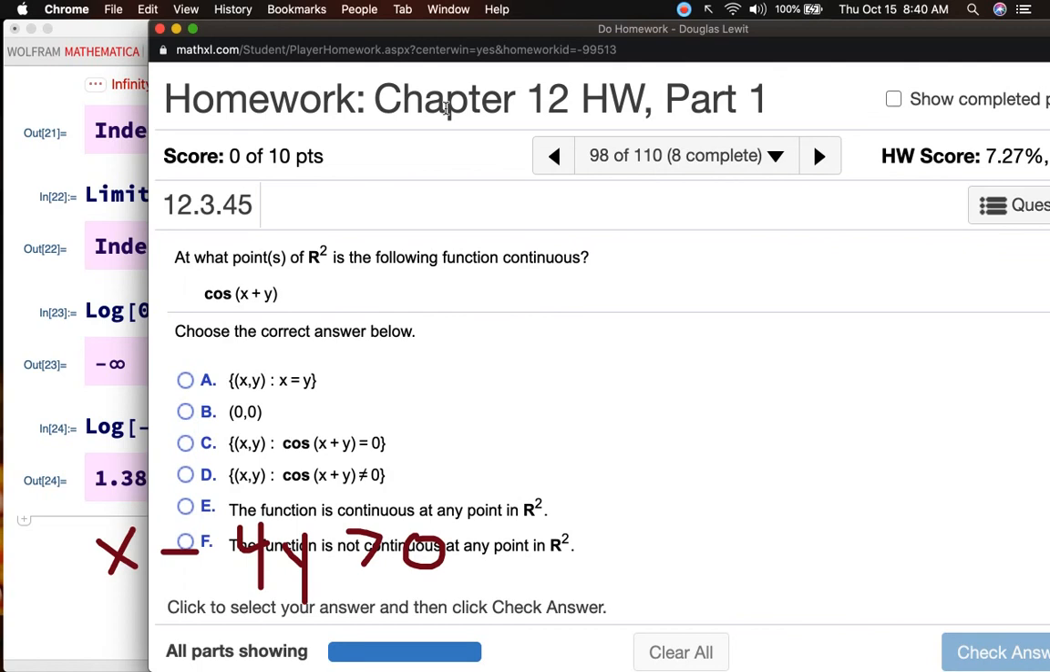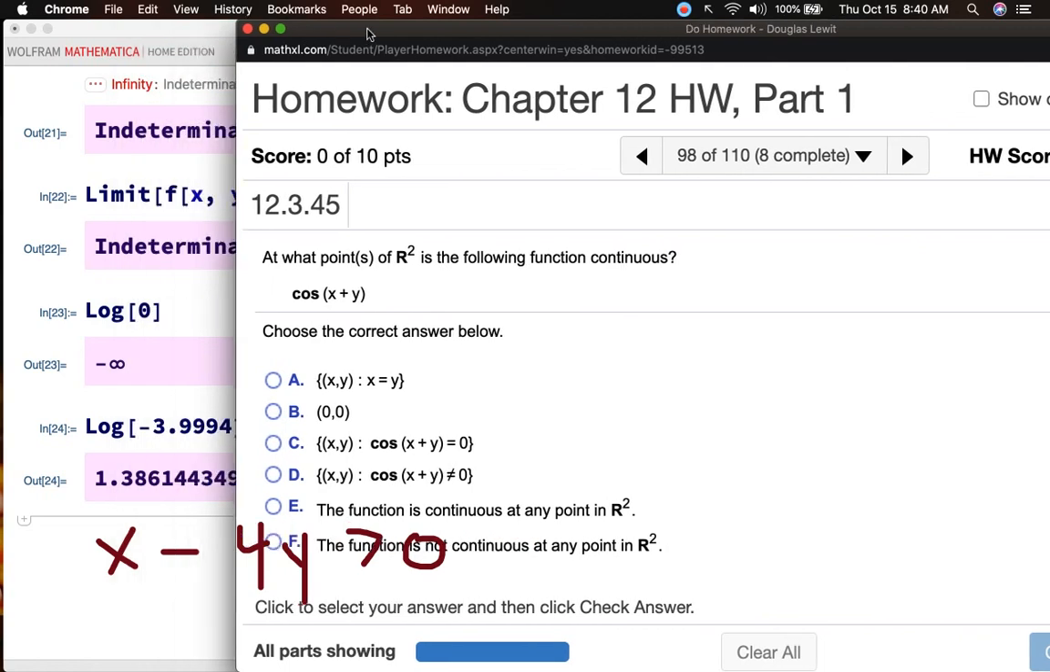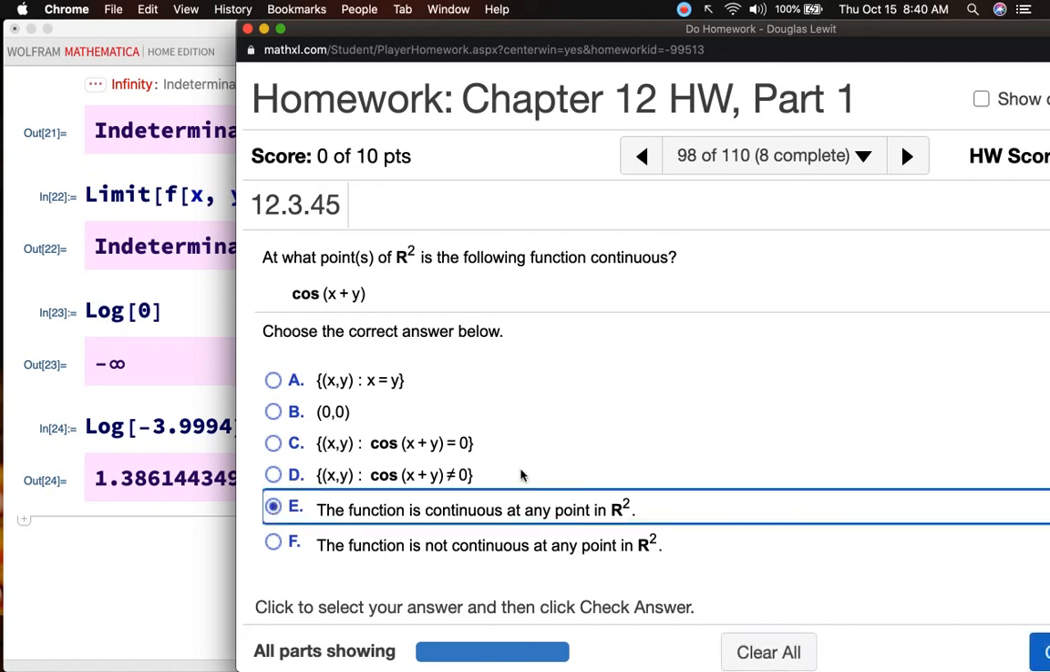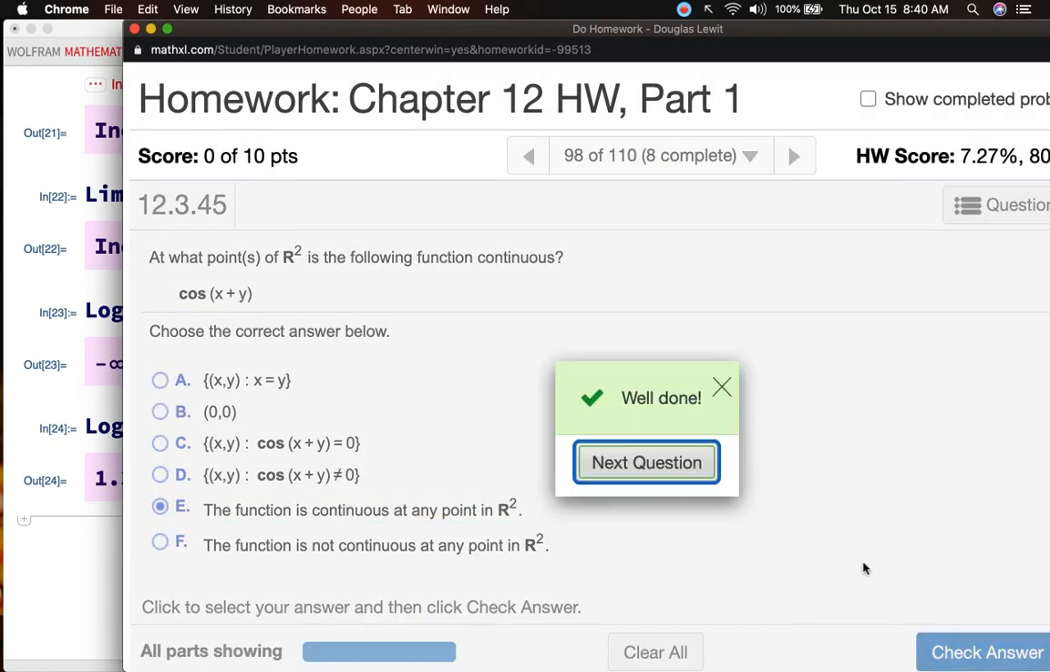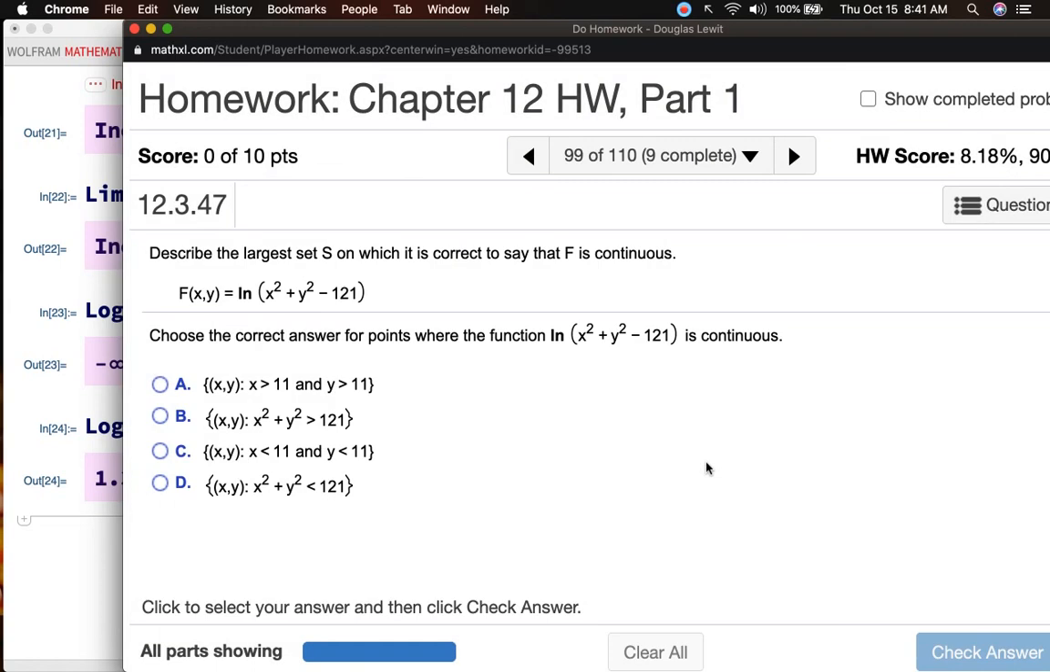At what points of R2 is the following function continuous? Let me just erase what I wrote. At what points of R2 is the following function continuous? The function is continuous at any point in R2. Any point in R2. Okay. Describe the largest set S on which it is correct to say that F is continuous.